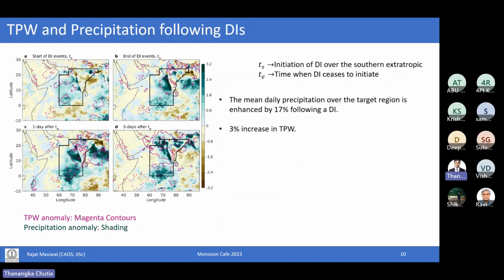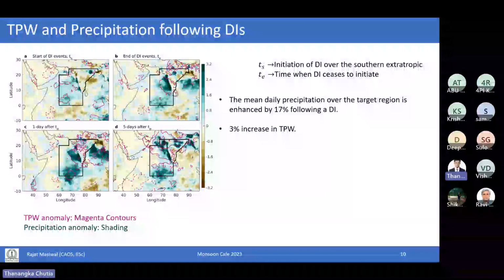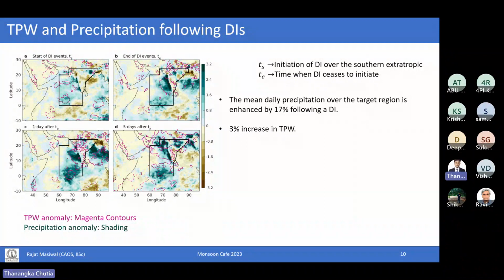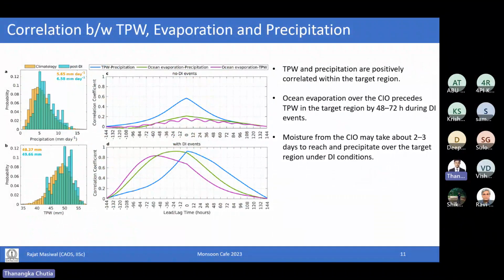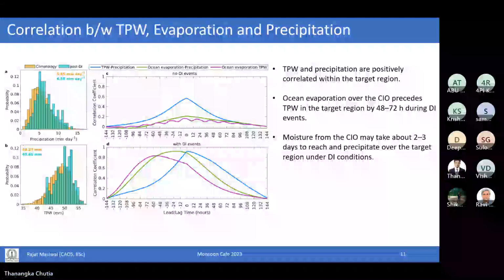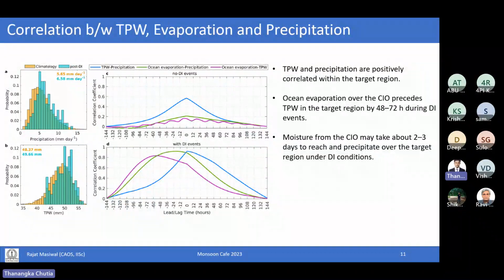This box they call the target region, and all the results for precipitation in an average sense are shown for this box. You can see that the rainfall has increased as well as the total precipitable water. The rainfall has increased by 17% following DI, and the total precipitable water has increased by 3%. Now looking at the differences between the climatological mean and the post DIs, after the dry intrusion has stopped, we can see that the probability mean has shifted to the right, both for precipitation as well as for total precipitable water.